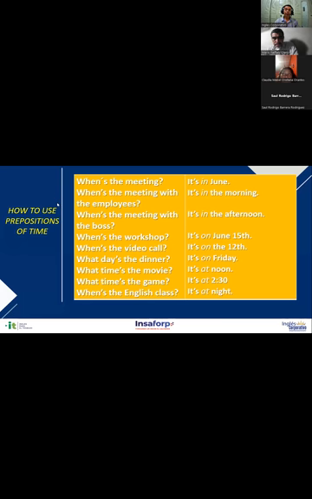Now, here we have the rules. Pay attention, please. When is the meeting? It's in June, right? When's the meeting with the employees? It's in the morning, right? When is the meeting with the boss? Jefecito. It's in the afternoon. When is the workshop? It's on June 15th. When's the video call? It's on the 12th. What day is the dinner? It's on Friday.